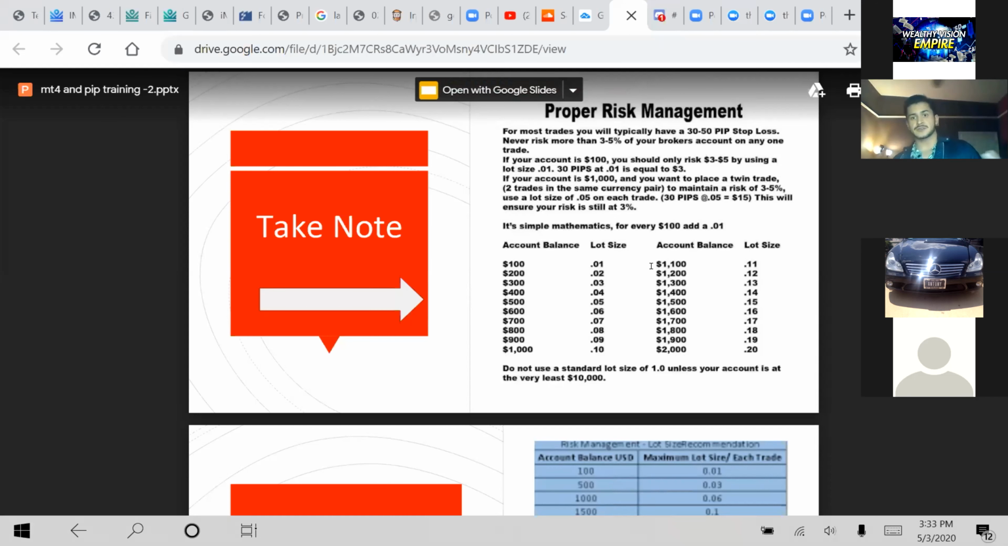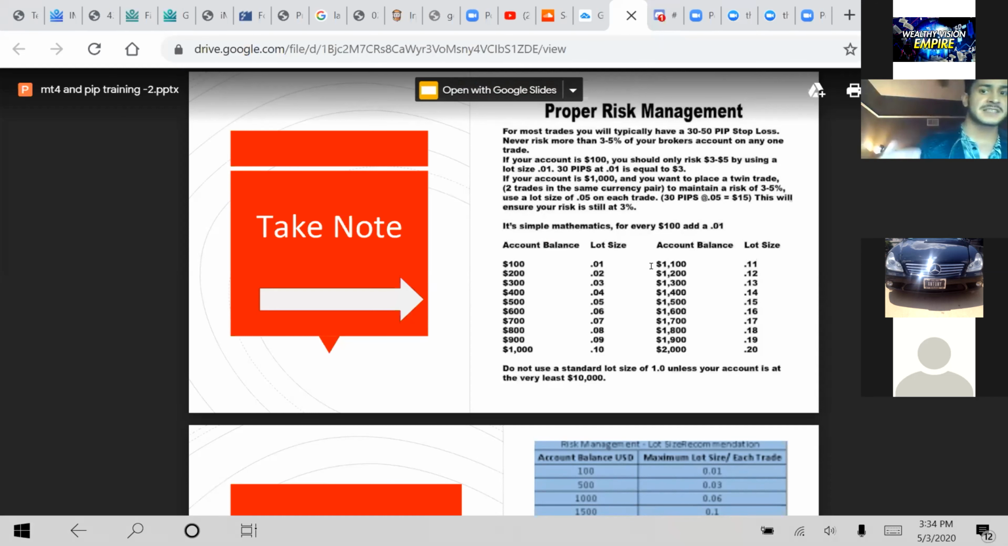So for most trades, you'll typically have a 30 to 50 pip stop loss, right? And you never want to risk more than 3 to 5% of your account on any trade. I'm going to repeat that. You never want to risk more than 3 to 5% of your account on any trade. Doing this, guys, will make you consistent, because if you over leverage your account, that's how you blow it. That's how you lose your money.